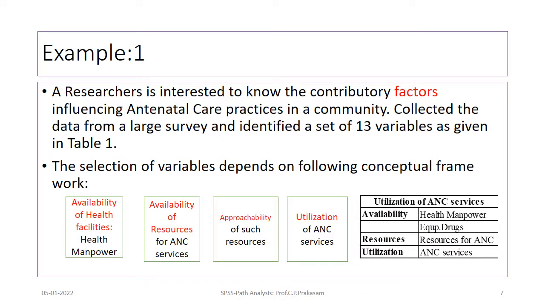Here it gives the utilization of the ANC services on the basis of the availability. It describes health manpower, equipment and drugs availability, resources for the ANC, antenatal care, and also utilization of the ANC care.